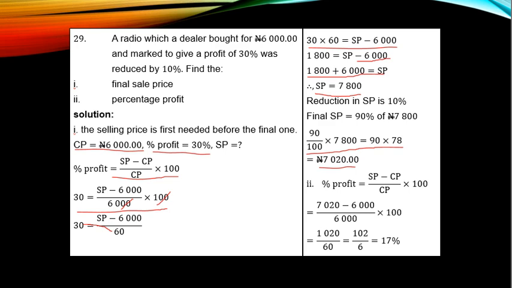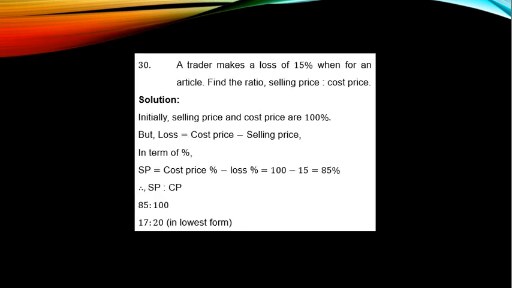Then the percentage profit formula is this. You insert all the necessary information. You have this. By the time you subtract and divide, you have 1,020 naira divided by 60, and that is 17%. So the percentage profit at the end is 17%.